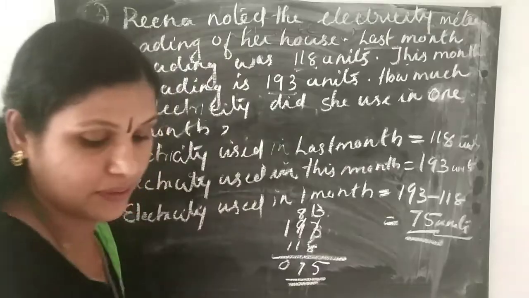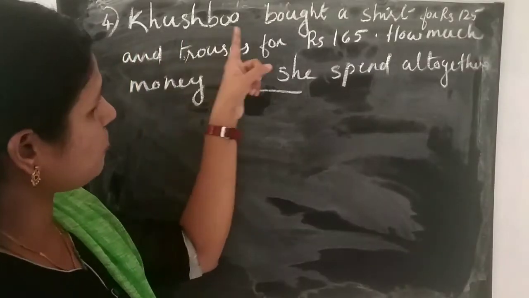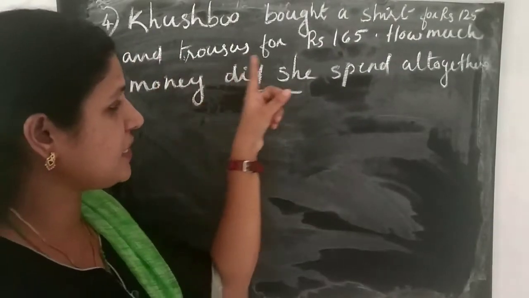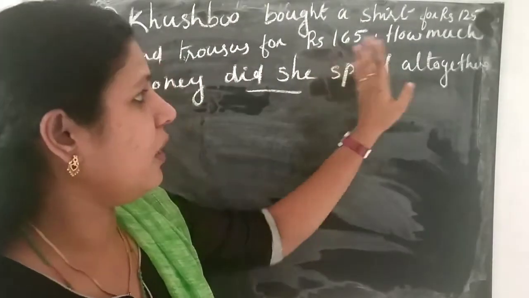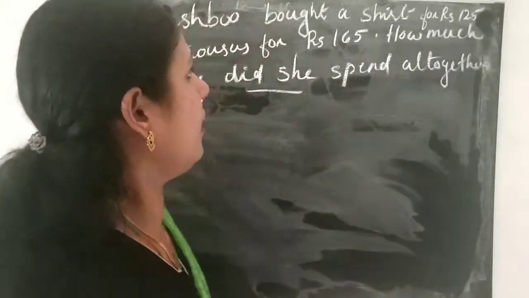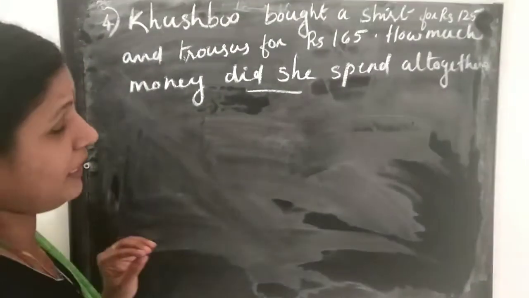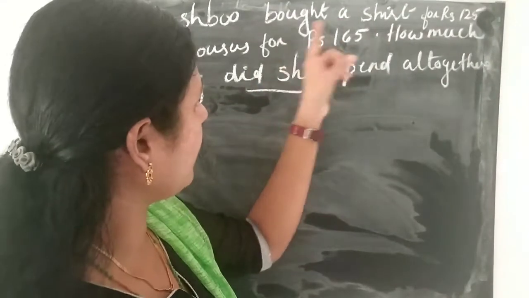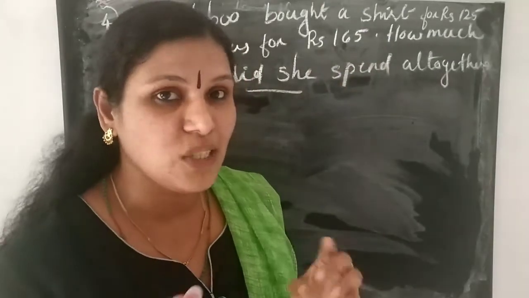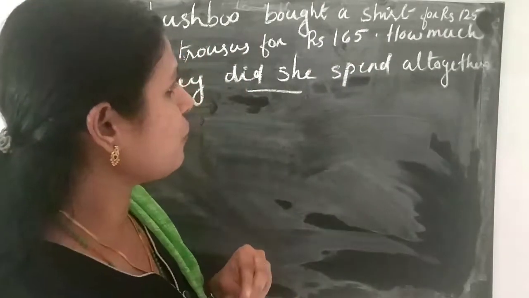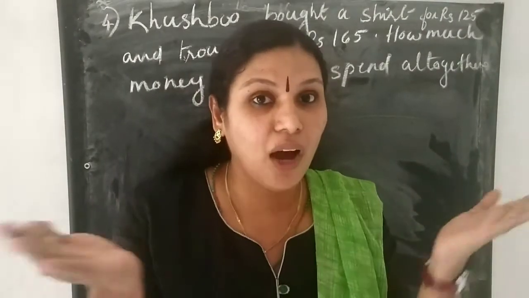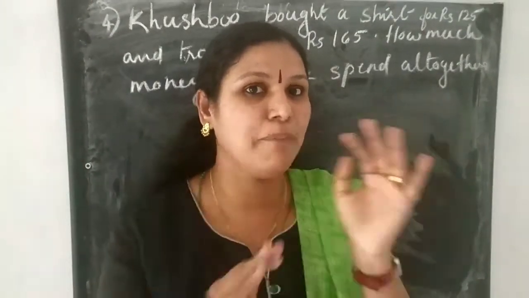Okay, understood. Here our fourth question is, Kushbu bought a shirt for rupees 125 and trousers for rupees 165. How much money did she spend all together? Now here the price of a shirt is given and also the price of the trousers is given. Now we have to find how much money she spent all together, the total money.